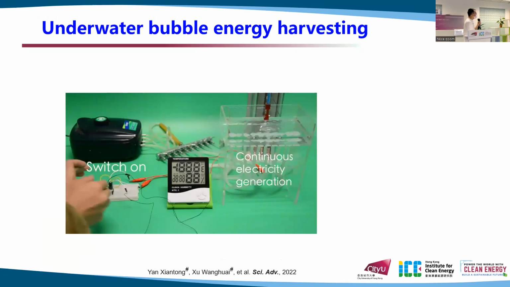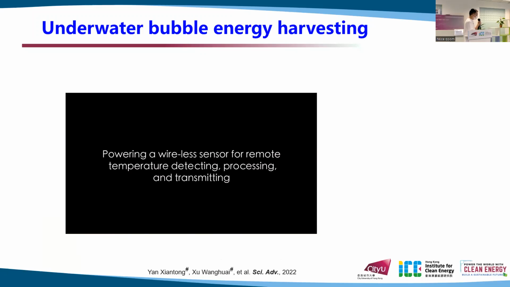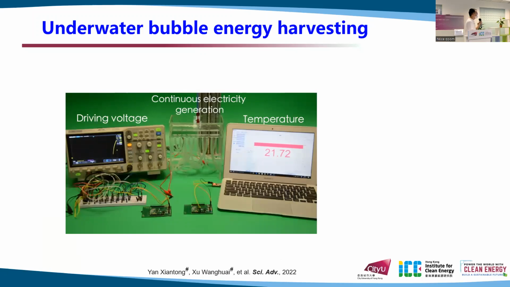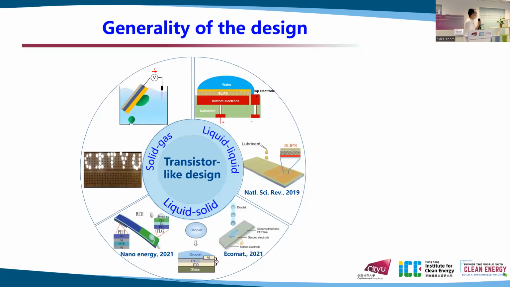The bubble energy generator can also serve as the power supply of some electronics, such as a hydro thermograph, and it demonstrates its potential in offshore wireless power generation, eliminating long-distance wiring and energy transportation. This design can also be used to harvest water energy at various interfaces, including solid-gas interfaces, liquid interfaces, and liquid-solid interfaces.